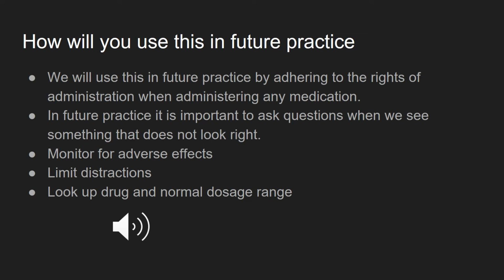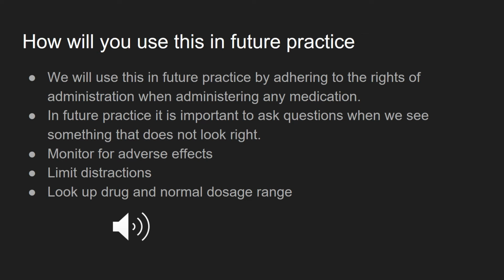We will use this in future practice by adhering to the rights of administration. When administering any medication: right drug, right dose, right patient, right route, right time, right reason, right documentation, right patient education, right evaluation, and the right to refuse the medication. As pointed out throughout the presentation, the med error that occurred is a dosing error.